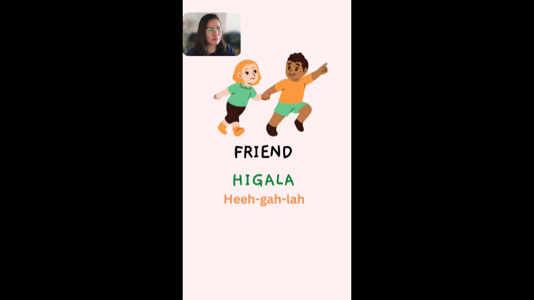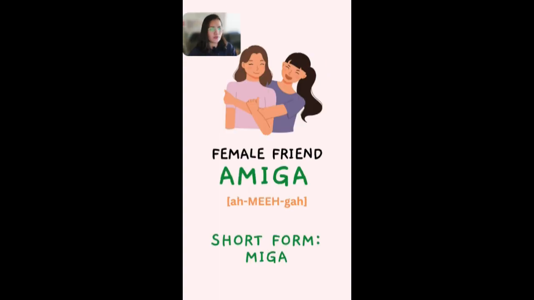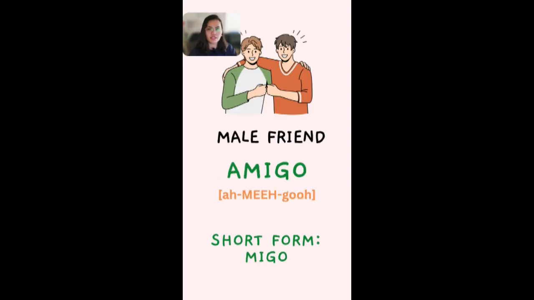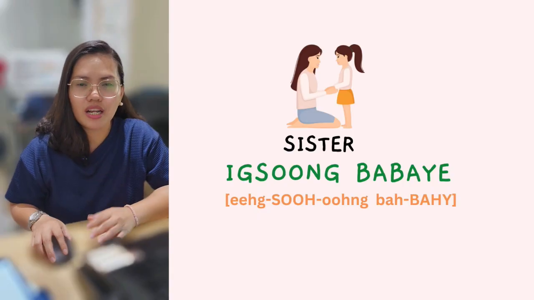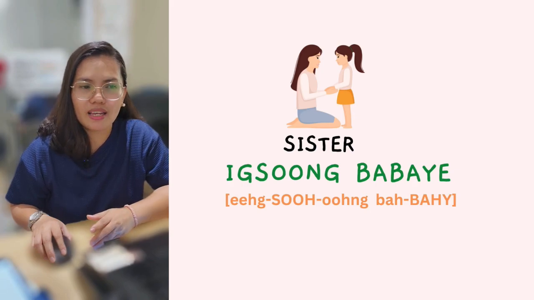Next one we have female friend, which means amiga. Short form is miga. Again, female friend is amiga. The short form is miga. Next one, male friend. So, male friend is amigo. The short form is migo. Okay? Sister is igsuong babae.